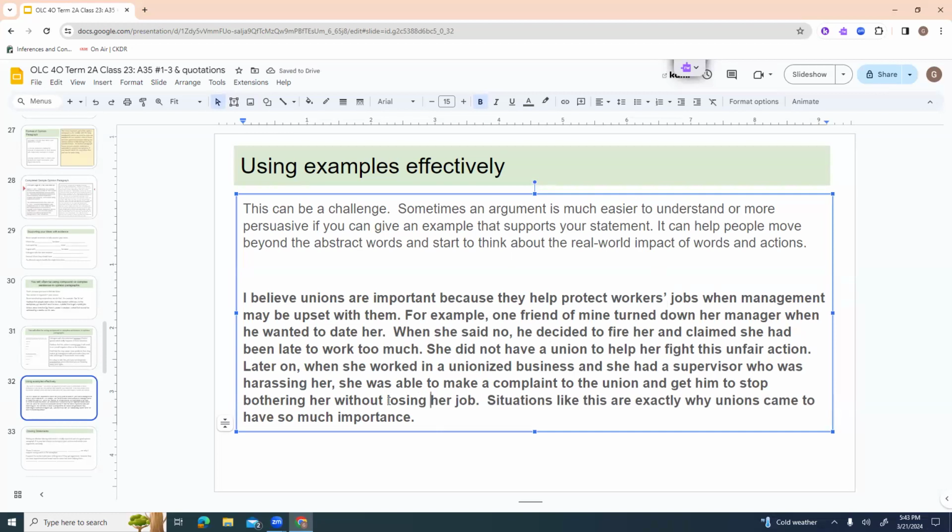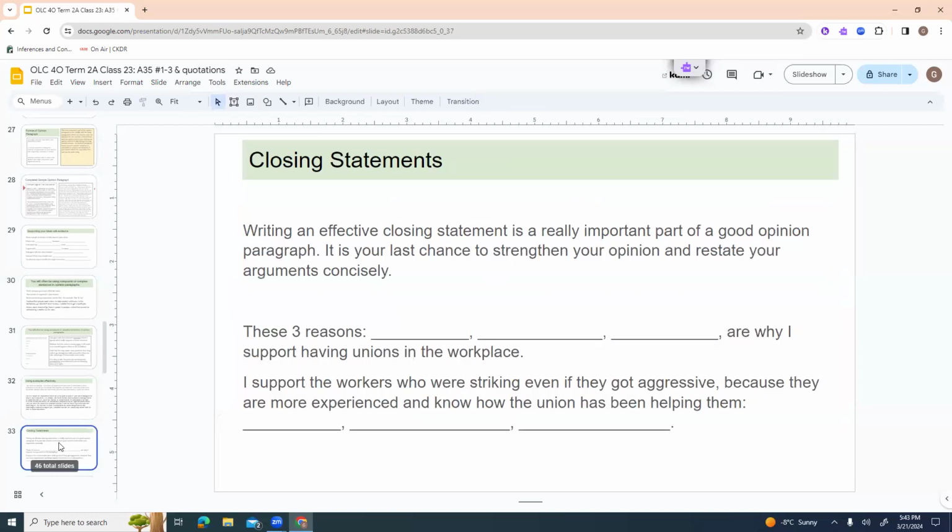This is an imaginary example, by the way, but I'm giving you my example because they help protect workers' jobs. So I'm giving you my opinion. They help protect people's jobs. And then I'm giving you an example of a situation where it might help protect the job, right? In a union, the worker has specific rights and the boss can't just unilaterally fire you because you don't want to have a relationship with them, right? So that's an example of providing an example effectively to help support your argument.